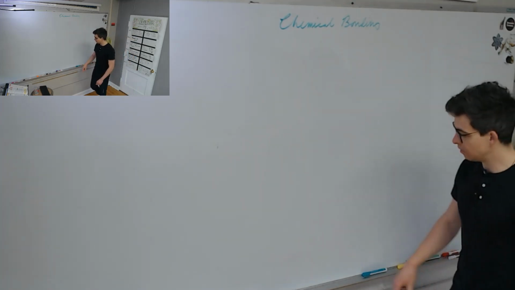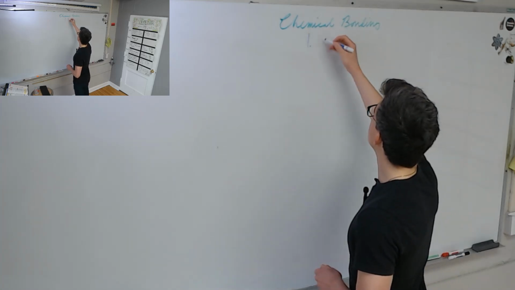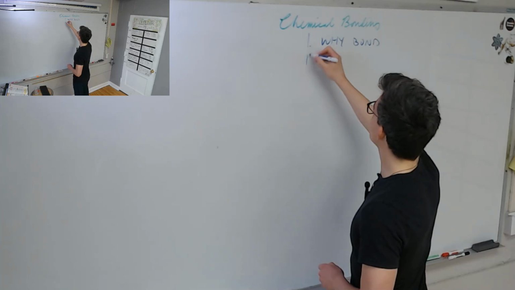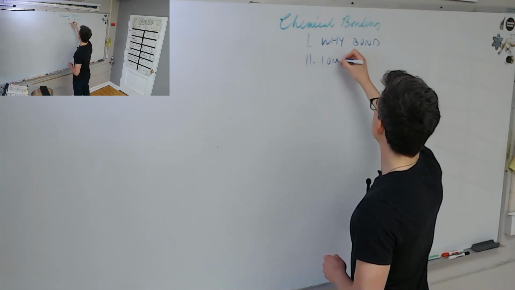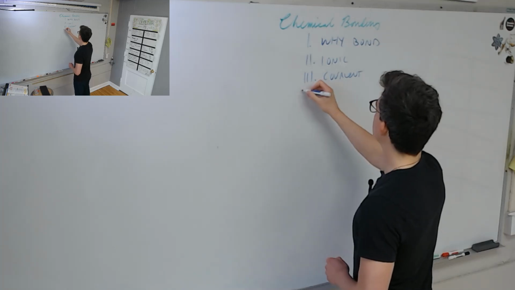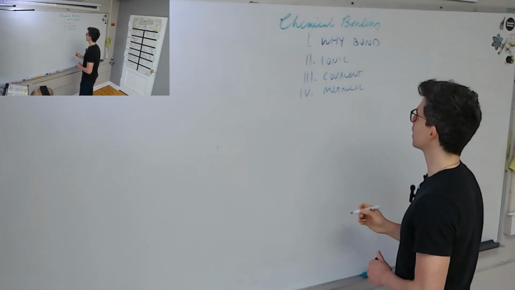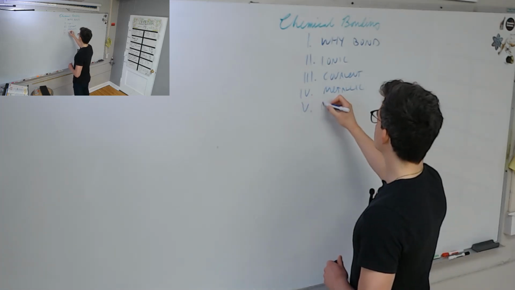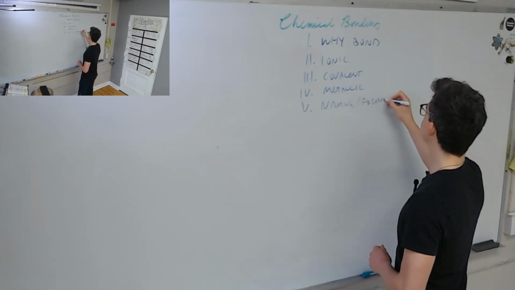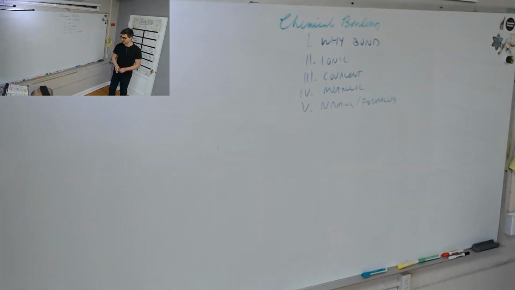Ideally, the outline of what I would like to talk about today is why bond, and then the various types of bonds, which are ionic, covalent, I'm going to put metallic, even though we've already kind of talked about that one, and then we're going to talk about naming. This will be where we spend most of our time, and formulas. Well, I'm going to spell it formaluse because that's how it came out.